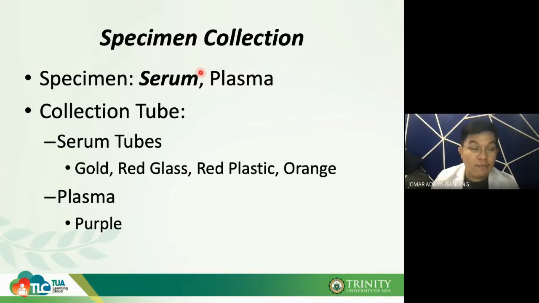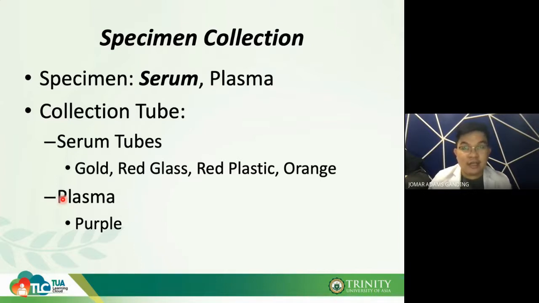Okay, serum. For most of the laboratory, we're still using serum. For most clinical chemistry sections, we're using serum. Although, if you're reading your inserts or manuals, it can also use plasma. For your serum, you can use your gold top tube, your red glass, your red plastic, or your orange top tube. You can also use your plasma in the form of your purple top.